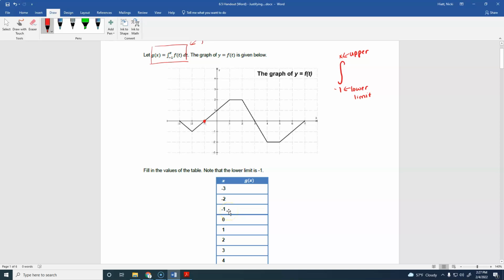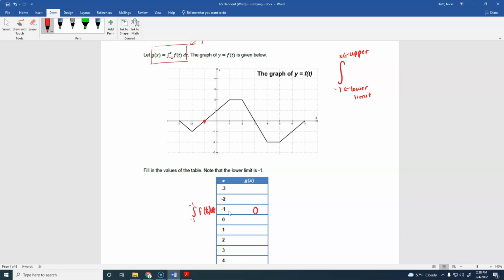Or -2. But at -1, if I'm looking at the integral from -1 to -1 of f of t dt, what's the area under the curve from -1 to -1? It's going to be 0, because it has no width, right? Its width is 0, so it doesn't matter what the height is. On Monday we're going to be looking at properties of integrals, and that's one that we'll see. If you have an integral from a number to that same number, it's always going to have an area of 0.